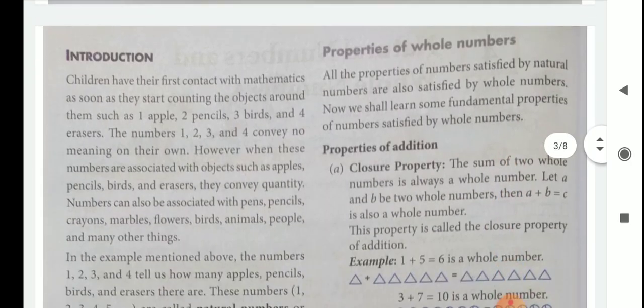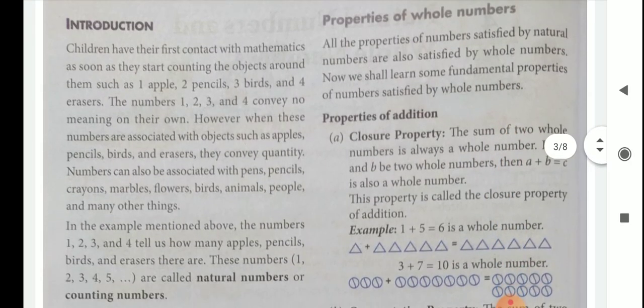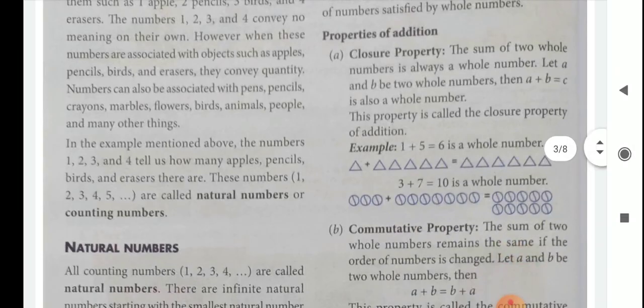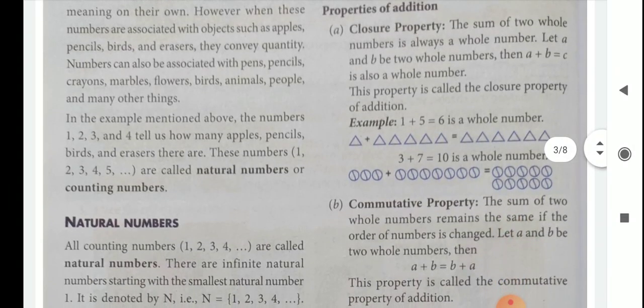Then properties of whole numbers. First one is the closure property. Closure property means the sum of two whole numbers is always a whole number. Suppose A and B are whole numbers, if we add them, then we get C. A plus B equal to C. So C will also be a whole number. For example, 1 plus 5 equal to 6. Here 6 is also a whole number.